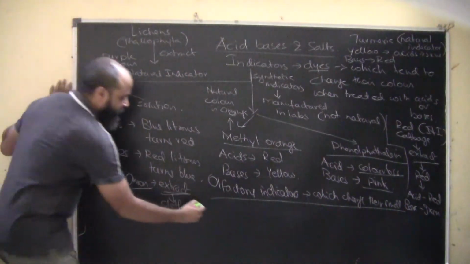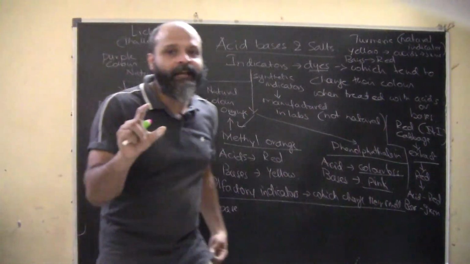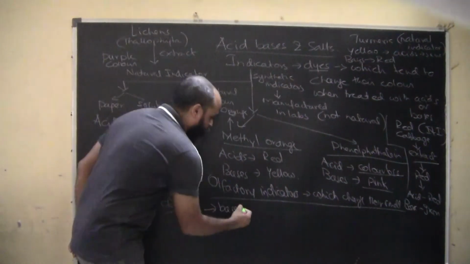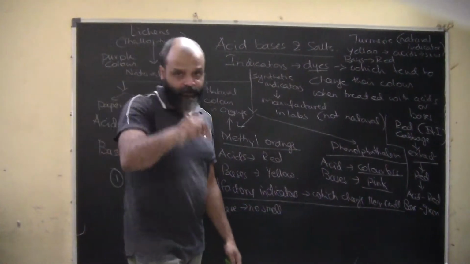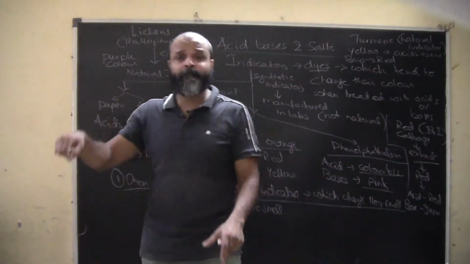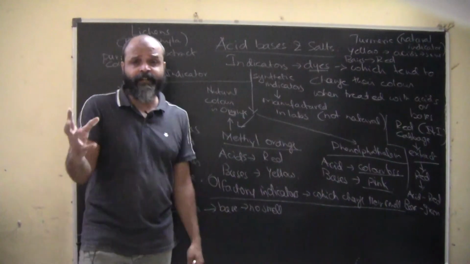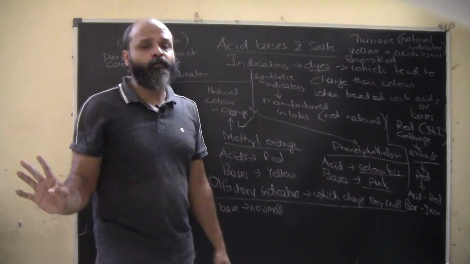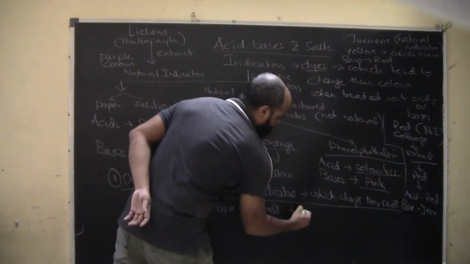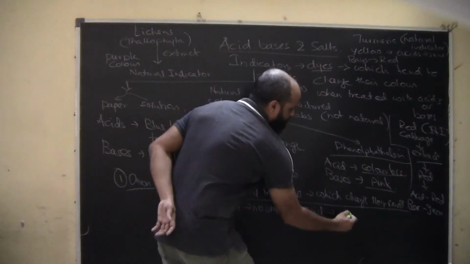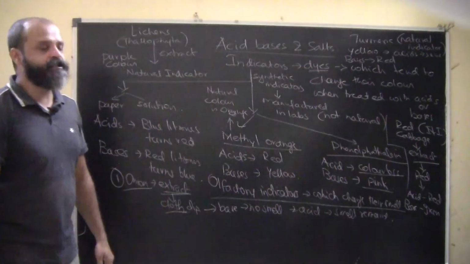And when you dip it in a base, the smell vanishes. So now there will be no smell. If after dipping a cloth in onion extract you dip it in a base, the very strong smell of onion almost goes off. Now if you dip it in an acid, you will notice that the smell remains. If you dip it in an acid, the smell remains.